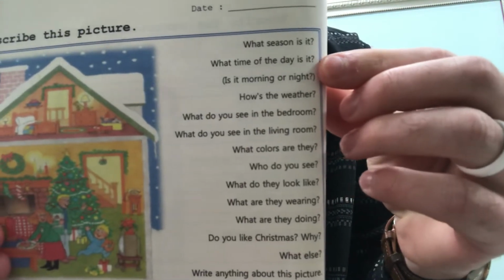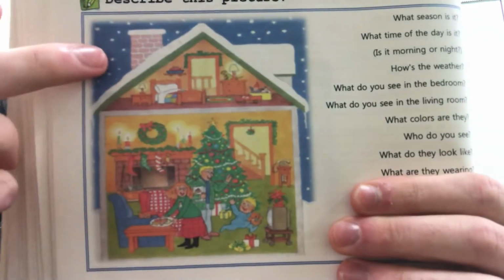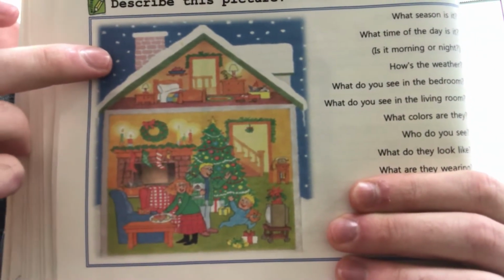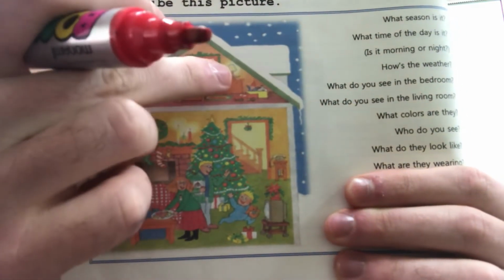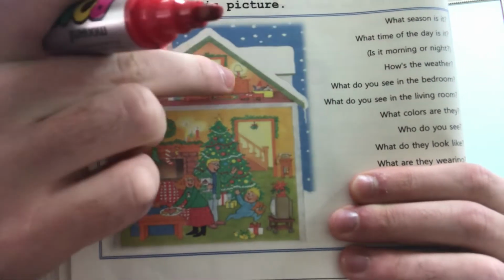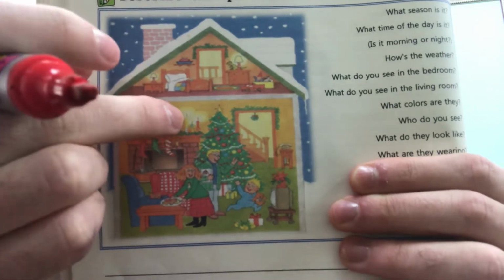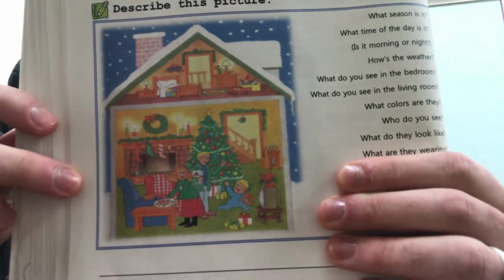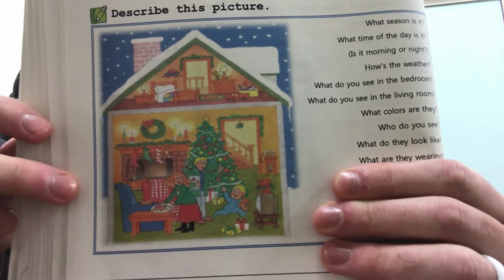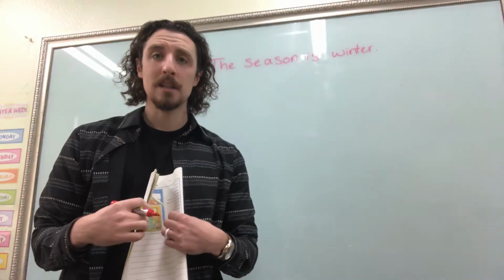Let's go to number 2. What time of day is it? Well, again, if we look at the picture, the sky is very dark. And if we look at the lights and candles, they are all on. Now, if the lights are on, that means it is dark outside. There is no sun. And when there is no sun, that means it is nighttime.